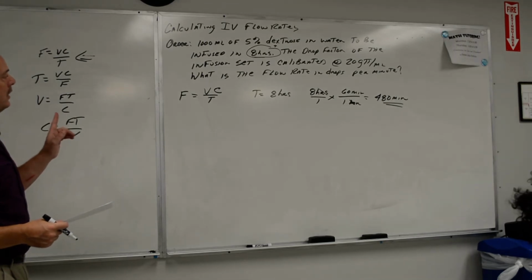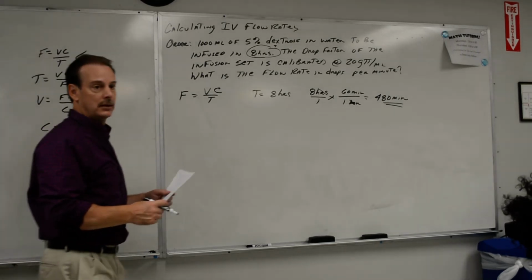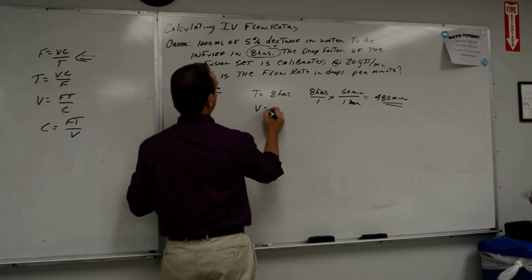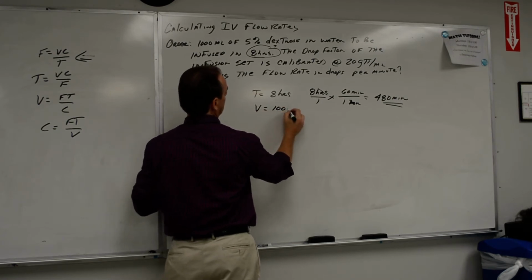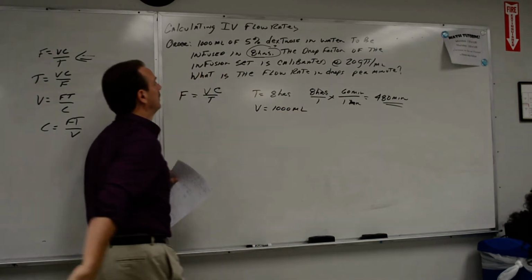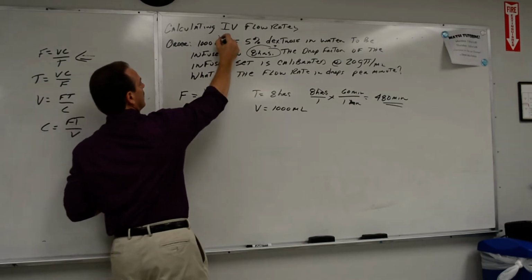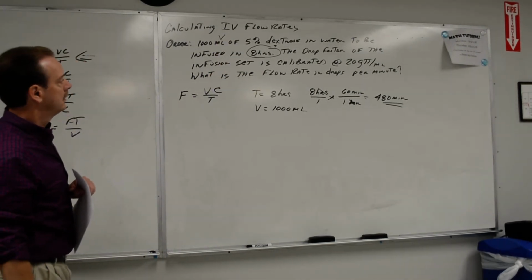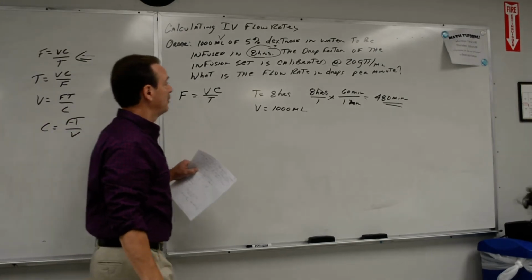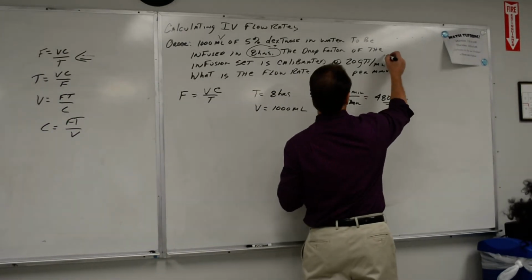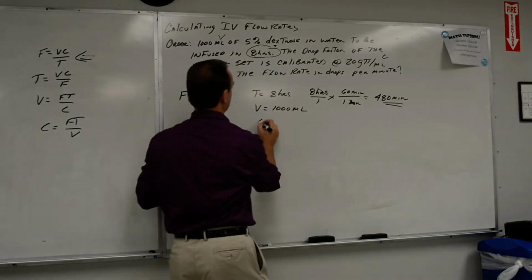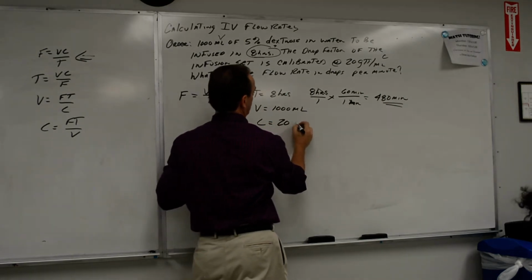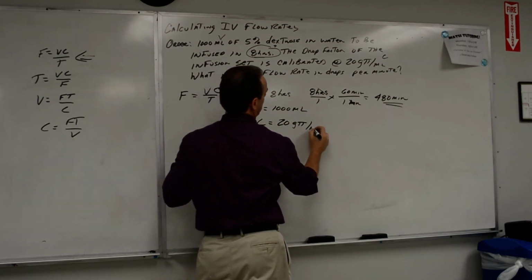What is our V going to be? V equals 1,000 milliliters. So that's our V. And what else do we need here? We need a C. And our calibration is this right here, right? So C equals 20 drops per milliliter.